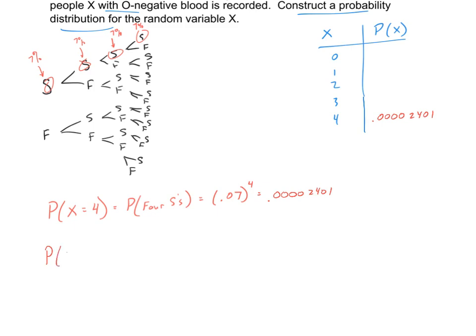Now we need the probability that X is equal to 3. So we're going to go up through this table. All right, probability of 3 successes. Now, finding them is the hard part. Here's 1 success in green. Here's 2 successes in green. Here's 3 successes in green.